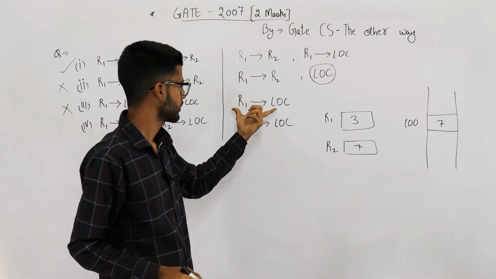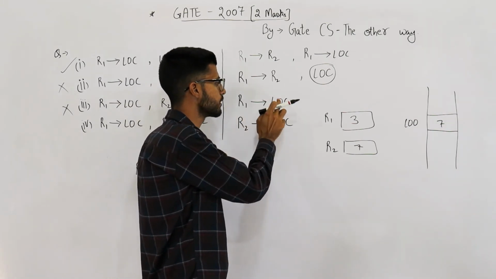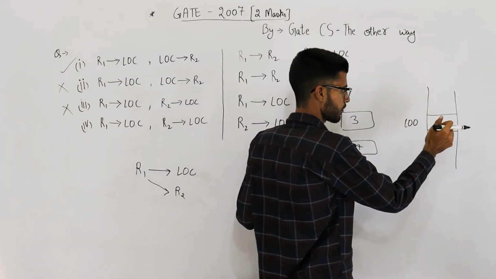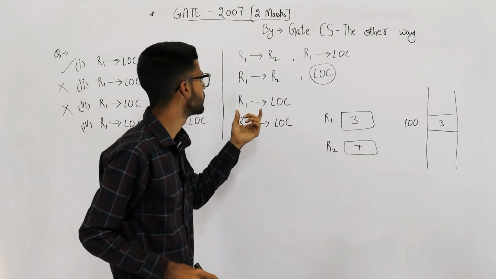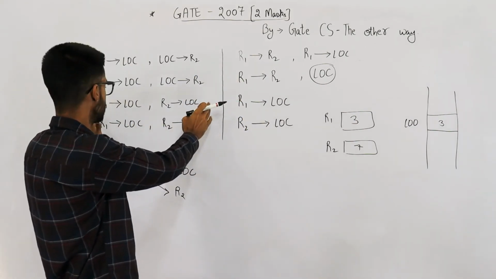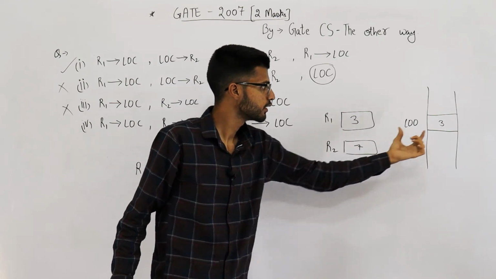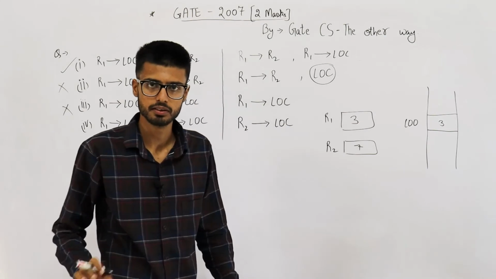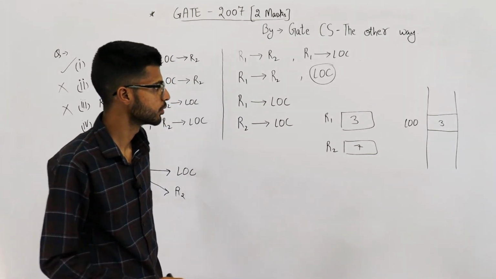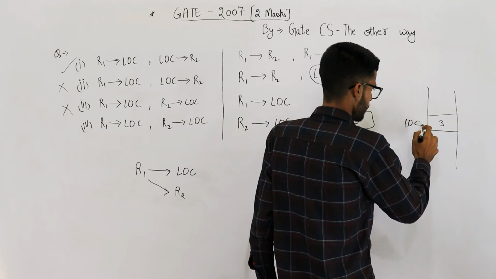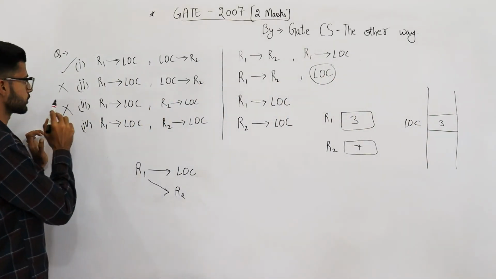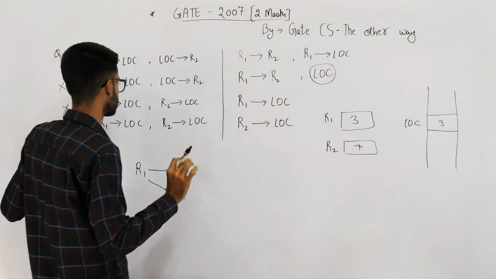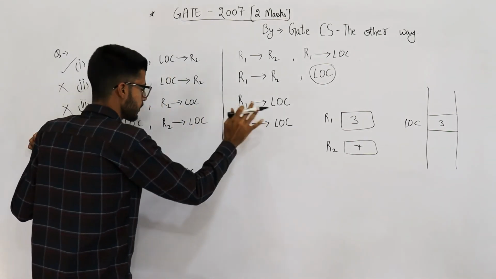And on RHS, we are writing only R1's value is copied into location. That means first step is done. This one is done. But final effect of executing these two lines is R2's value must be present in location, and final effect of executing this is R1's value is present in the memory location. So this is incorrect. That means this option won't work, because we need R2's value in memory location at the end of executing either this or this.